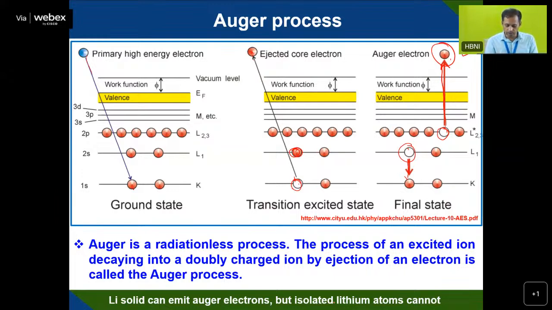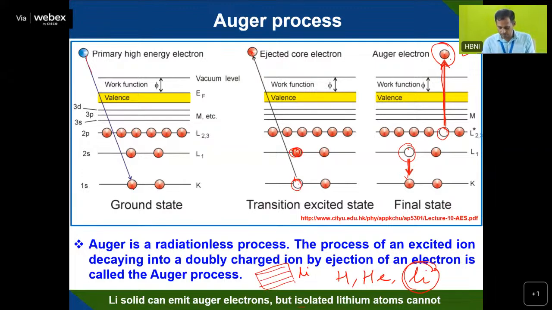So if you go to isolated hydrogen and helium, they can't be detected by this Auger electron spectroscopy. But if it were lithium, if it's only an isolated lithium atom, that is not possible. But when you have lithium solid, there is a band structure of the lithium solid. In that case, you will see that Auger electron spectroscopy can detect the lithium solid, but it is not able to detect lithium in the isolated atom. Hydrogen, helium, it's not at all possible.